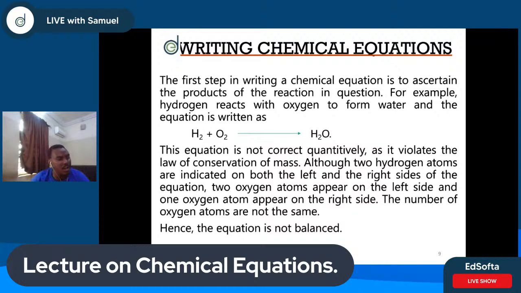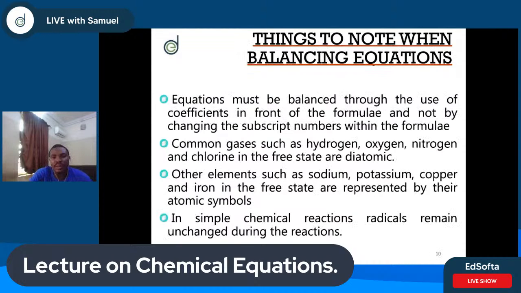So now this is saying that before you write any chemical equations, know the formulas, the symbols of the reactants first. Then you can now move on to knowing the product. So always know the product, know the reactants, know their symbols, then you can now write the equation, then you can now talk of whether the equation is balanced and how to balance the equation.